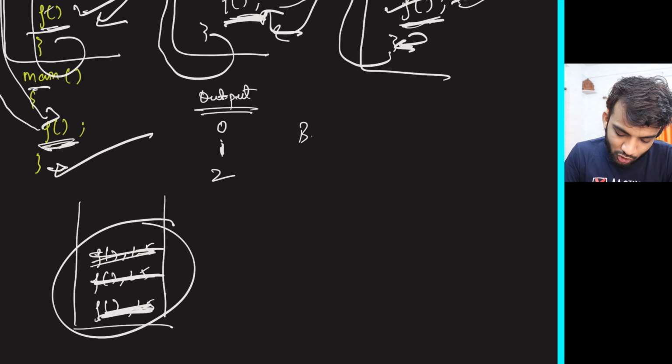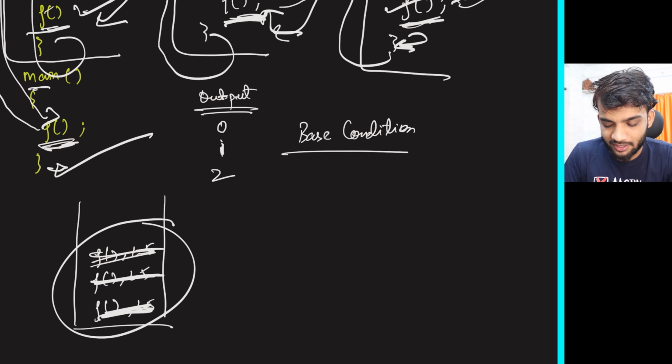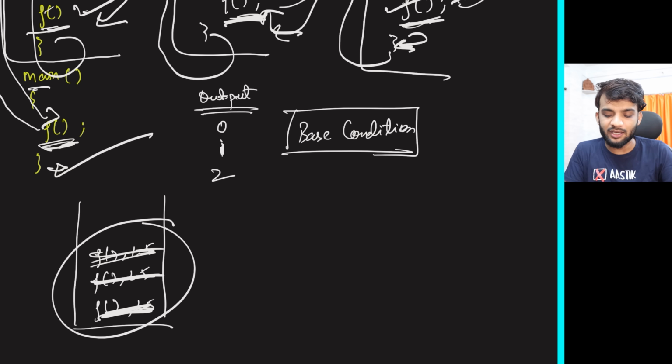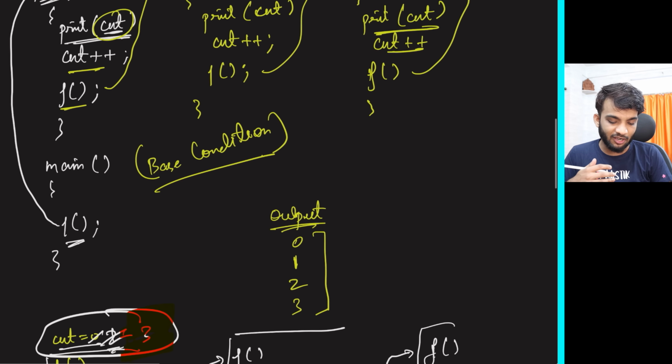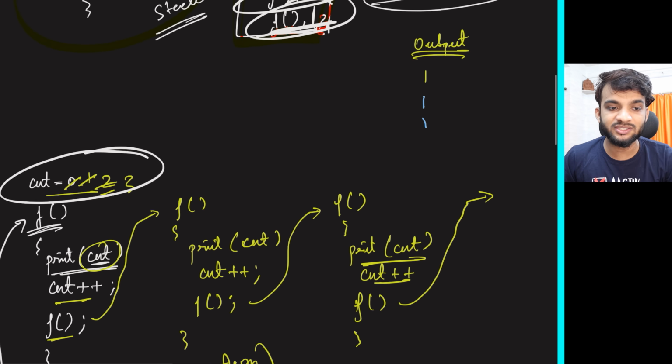So this stop condition is what we call as base condition. Now remember, there can be a single base condition, there can be multiple base conditions. I'll be talking about all of them in the upcoming video. But I am assuming you have understood the entire stuff. I'll try to code this up.